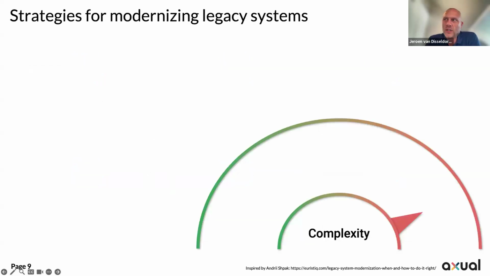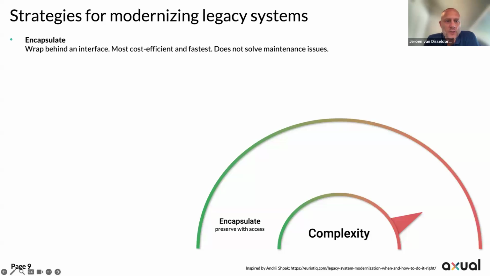So how to deal with legacy systems? There are actually some different strategies that you can use for modernizing legacy systems, from relatively low risk to relatively high risk or high impact. The first one is to encapsulate the legacy system. And encapsulating means to wrap it behind an interface. And this is the most cost-efficient and fastest method. It does not solve the maintenance issues, so you still maintain the legacy system, but at least it unlocks the information contained in the system and makes it available to others.